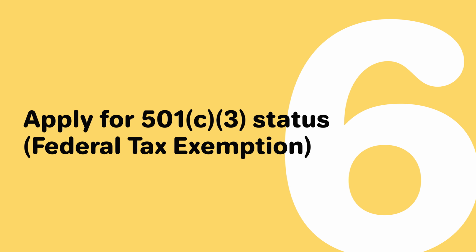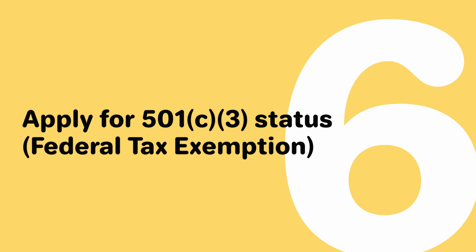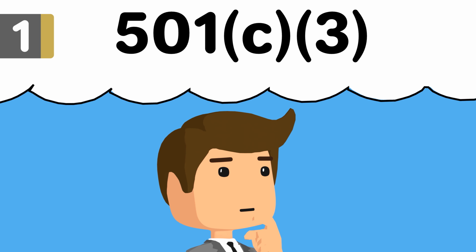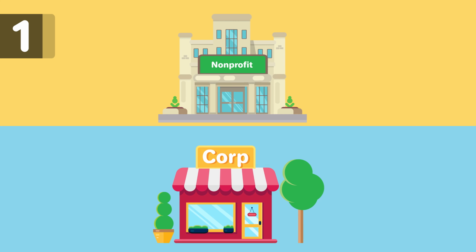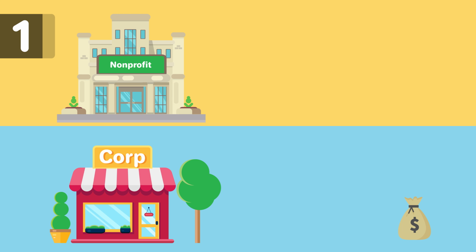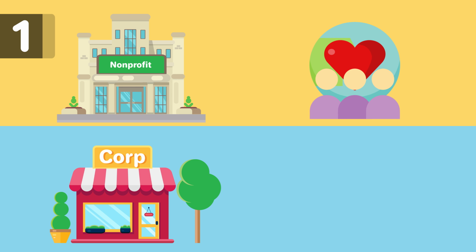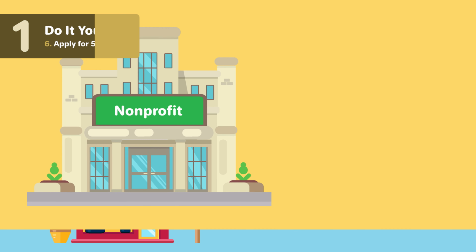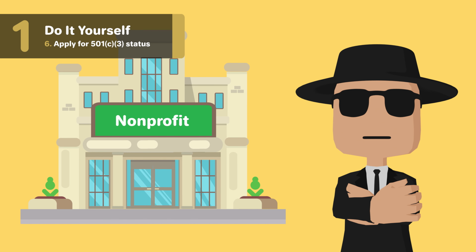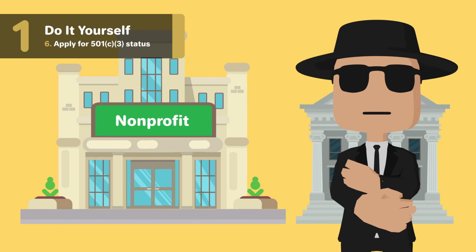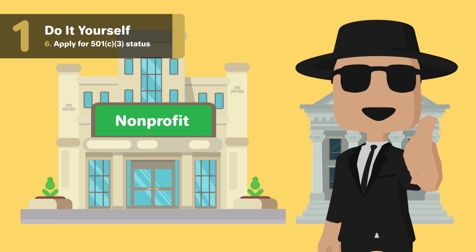Step 6. Apply for 501c3 status, federal tax exemption. What is federal tax exempt status and why do you want it? When a corporation generates income, that corporation has to pay a federal income tax. As a nonprofit, your goal is to generate income that is used to help further a cause, rather than fill the pockets of the company employees. Because of this, the federal government allows that nonprofits' income not be taxed so that more of the money can go towards the cause that the nonprofit is supporting.